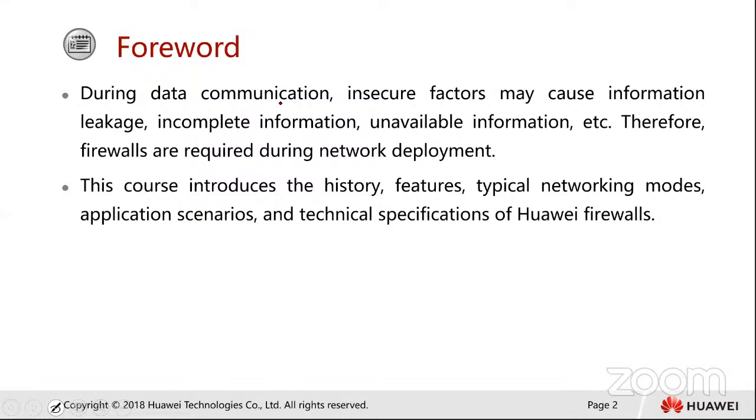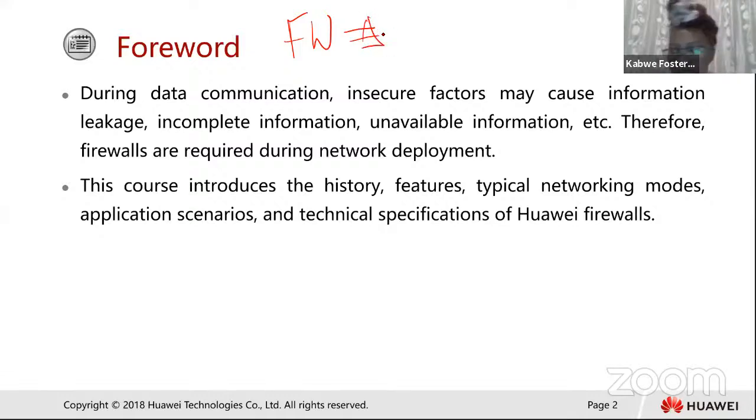During data communication, insecure factors may cause information leakage, incomplete information, unavailable information, etc. So therefore, firewalls are required during network deployment. We already looked at what a firewall is. Maybe I'll just throw back this question to you. What do you think a firewall is, in your understanding and from what we have looked at so far?